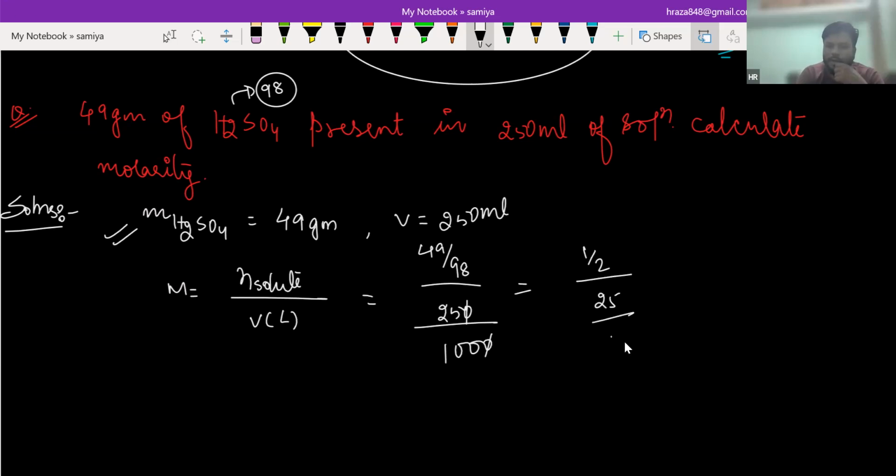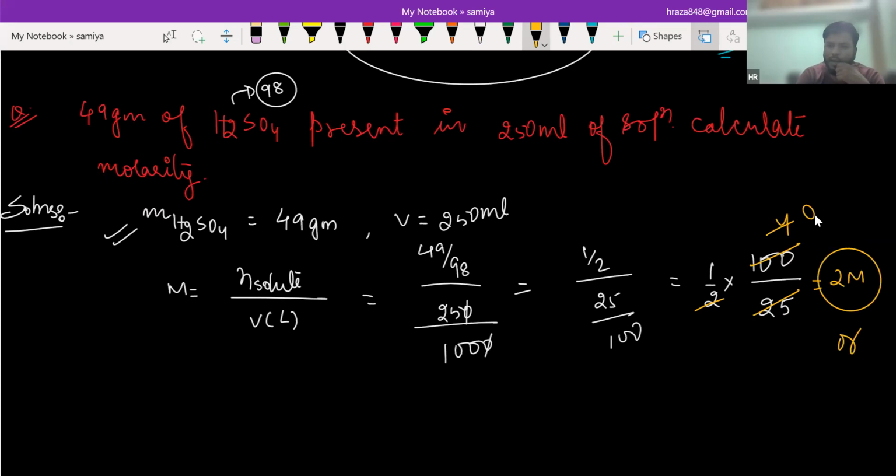So 25 by 100, and now going to solve it, 1 by 2 into 100. I mistakenly wrote 1000. 100 divided by 25, now going to cut it. 25 4 ja and 2 2 ja. Very good. 2 M. Or we can write 2 moles per liter.